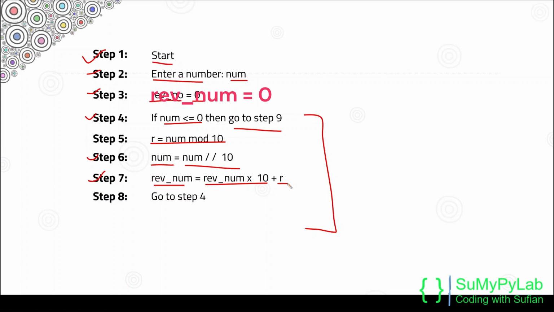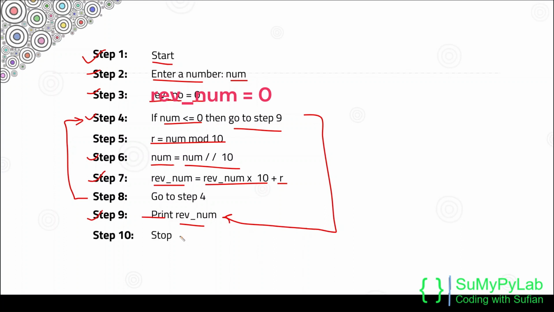Step 8. Go to step 4 and check whether num is less than or equal to 0. If no, perform the steps 5 to 7 again, else go to step 9. Step 9. Print rev_num. Step 10. Stop, our problem is solved.